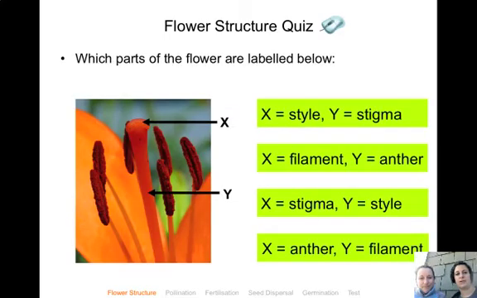Okay, which parts of the flower are labeled below? You can see there's an X and a Y part. Okay, so this is the female part of the flower, so the stigma is the top part, and the style is the tube.